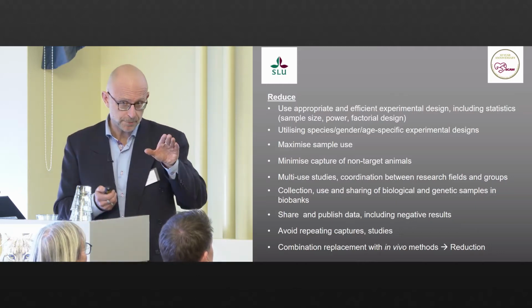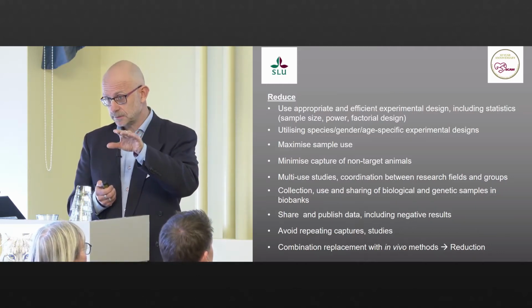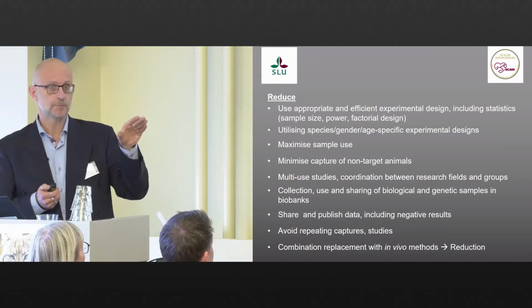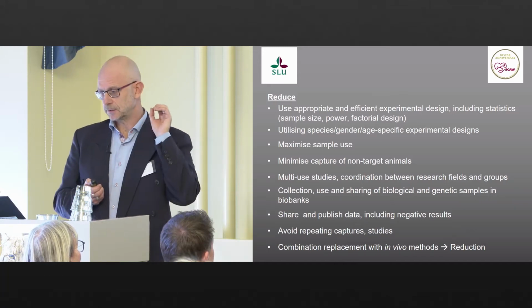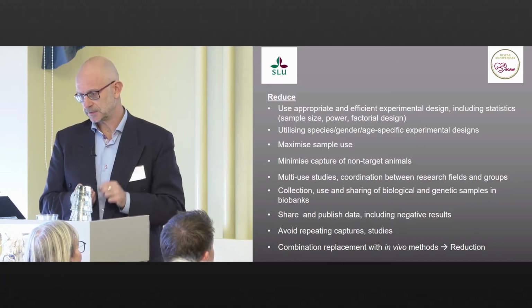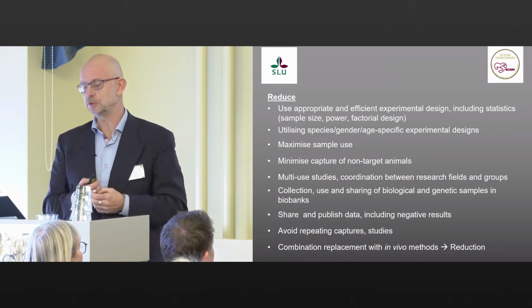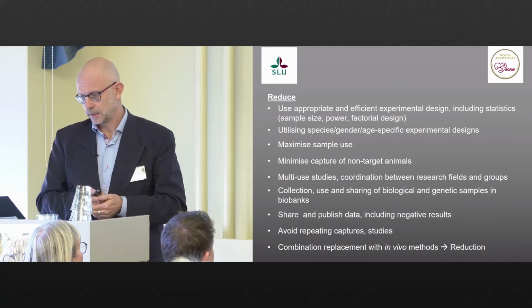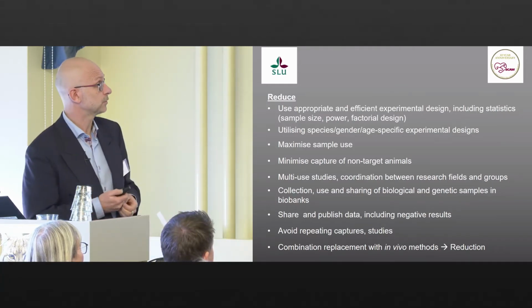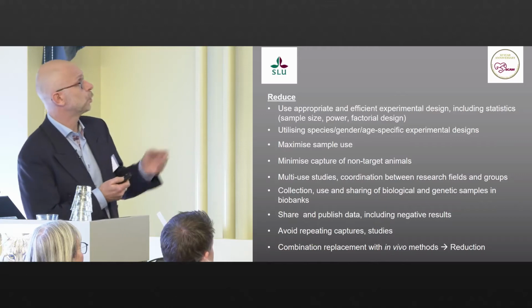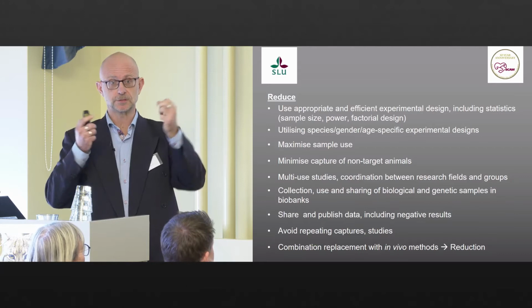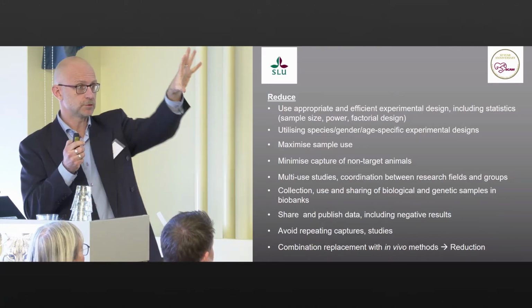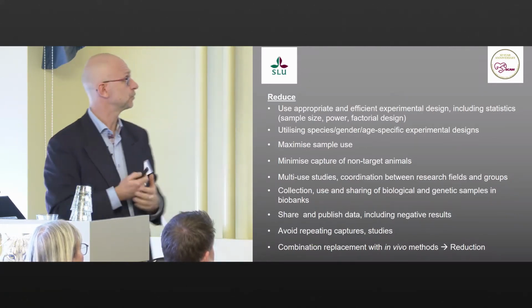So, for instance, if you trap an animal, you can use a certain bait. And you can also use time and location when you capture animals in your research to actually target specific gender, age, and species. And of course, maximize the use of the sample you actually get. Try to minimize capture of non-target animals. Try to coordinate between research groups and fields, whatever results you want to get. So you have one group of animals, but you can use different projects and get samples from the same group.